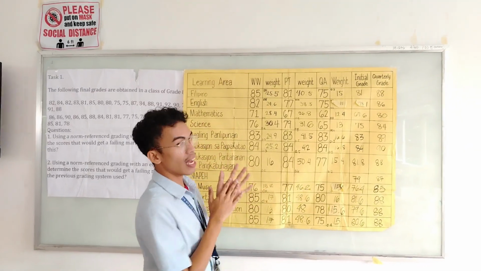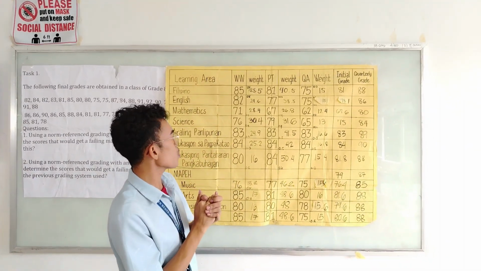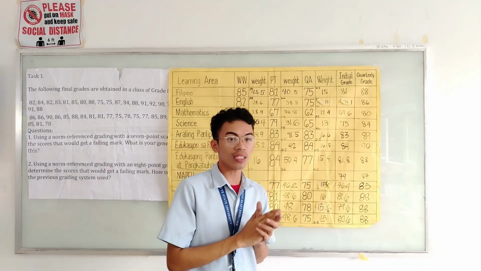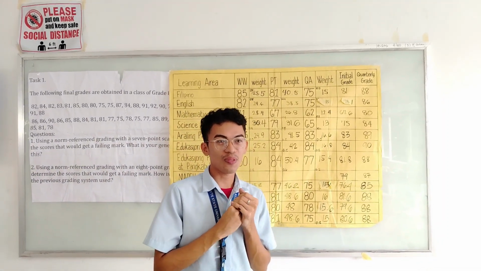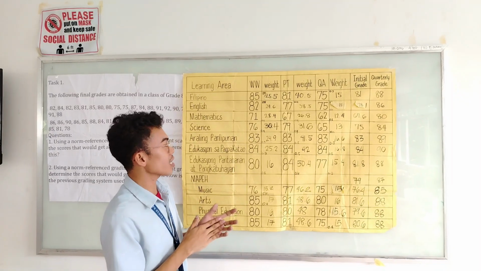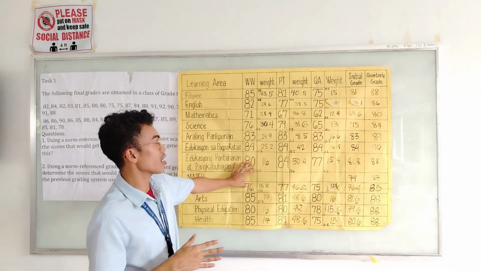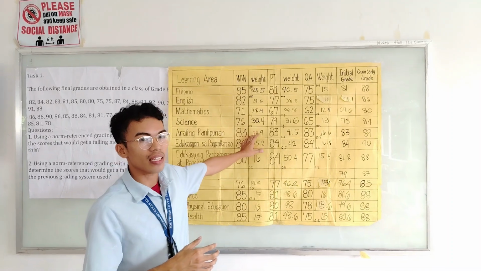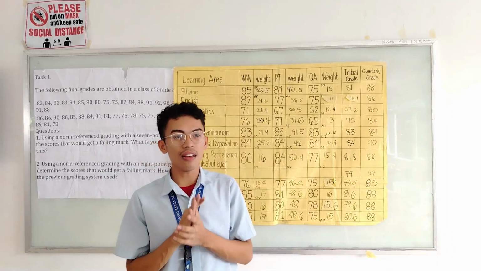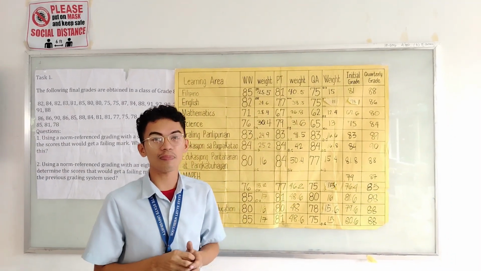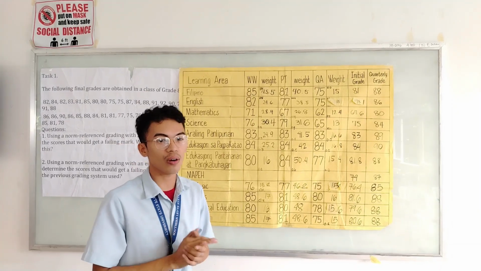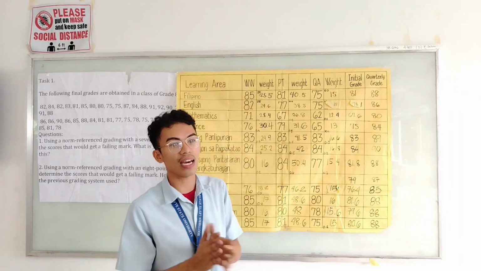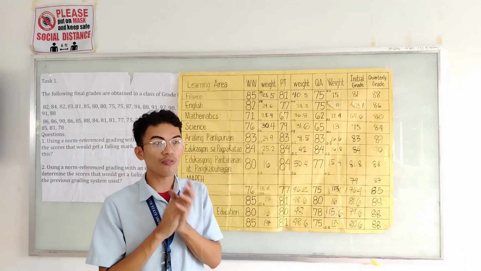As you can see, Rico's performance in Araling Panlipunan is consistent. What does his level of proficiency signify? Rico's grade of 83 in Araling Panlipunan signifies that he is at a proficient level.